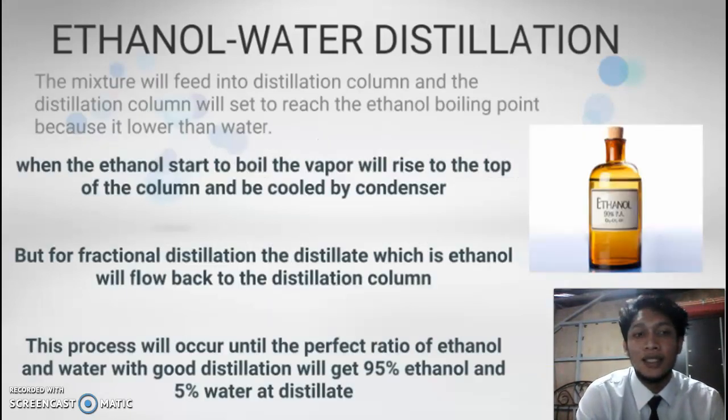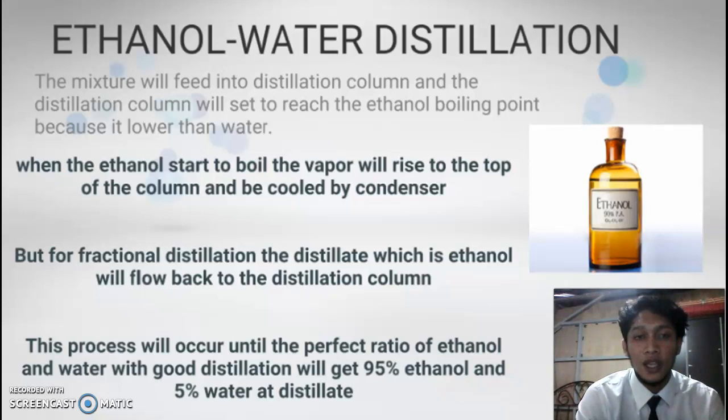Ethanol-water distillation. When using the distillation column, the feed must be a liquid or vapor mixture. In this case we use liquid. The mixture will be fed into the distillation column, and the column will be set to the ethanol boiling point, which is the lower boiling point in this mixture. When the column is set to reach the ethanol boiling point, the ethanol will vaporize first and go up the distillation column and be collected as the top product.